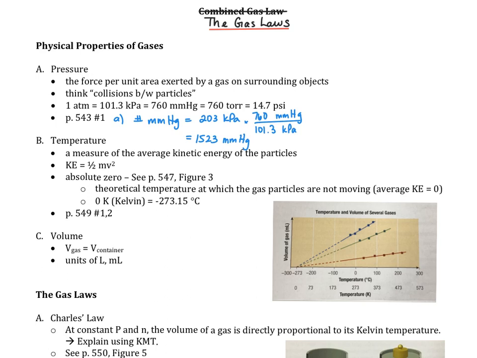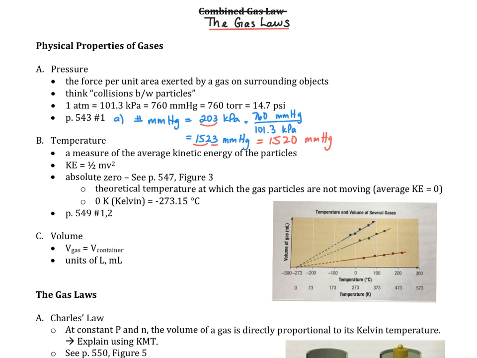And so 203 times 760 divided by the 101.3 gives us 1,523 millimeters of mercury. Now, just to be clear, 3 sig figs here, so I'm looking for 3 here, which means I need to make that 3 a 0 to placehold. So 1,520 millimeters of mercury. Okay, so pressure units, just make sure that you convert, and I'll explain as we go through different formulas which units you might need.